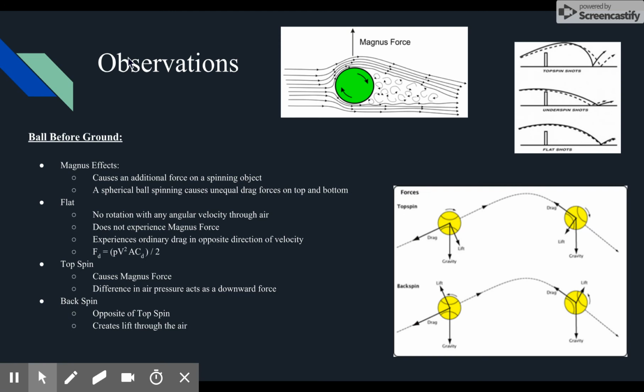Finally, backspin would also experience Magnus force. However, the difference in air pressure and drag direction would cause a lifting force. The two illustrations in the top right and bottom right show the differences in trajectory of the ball relative to the type of spin. And also, in the bottom picture, it shows how the different spins are influenced by drag, lift, and gravity.